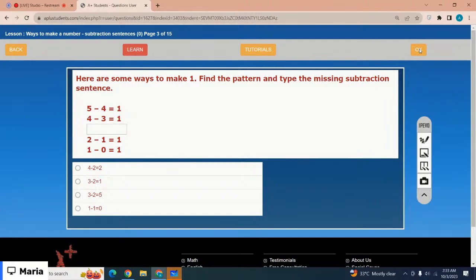Okay, here are some ways to make one. Find the pattern and type the missing subtraction sentence. So which sentence is missing?